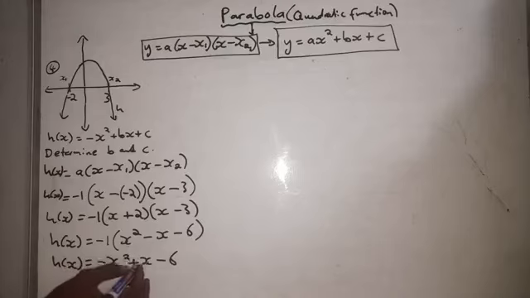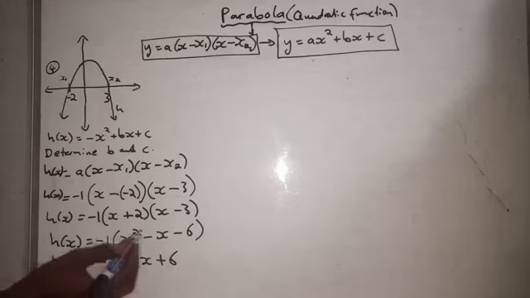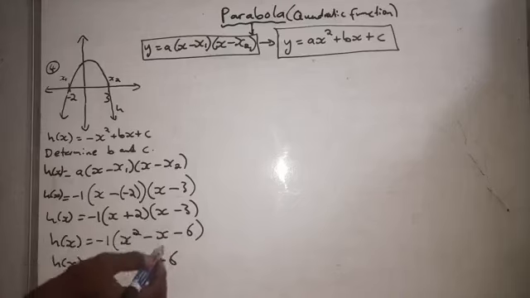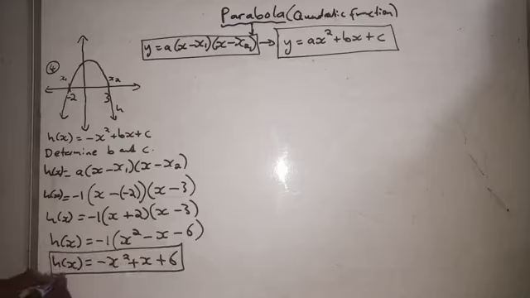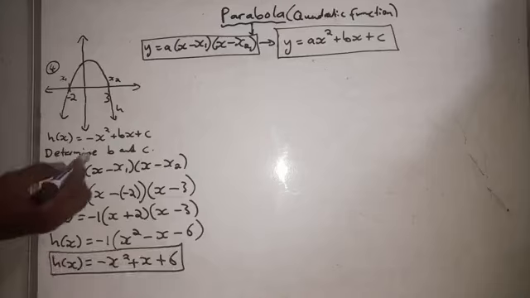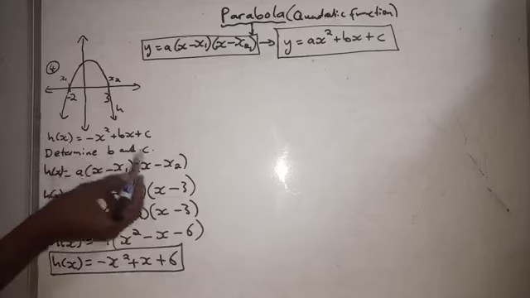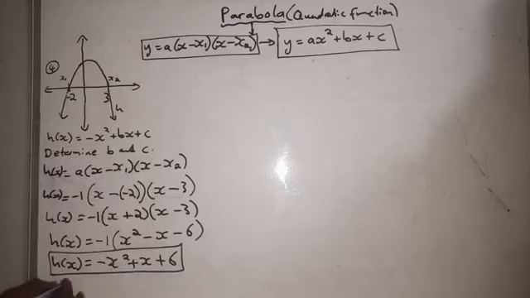Oh, sorry, it's positive here, because it's -1 times this one, negative. Negative times negative, positive, negative times negative, positive. So this is going to be your equation. To answer the question, they were asking to determine the values of B and C. We conclude that B equals 1 and C equals 6. Okay, so that's it for this question. Thank you for watching.